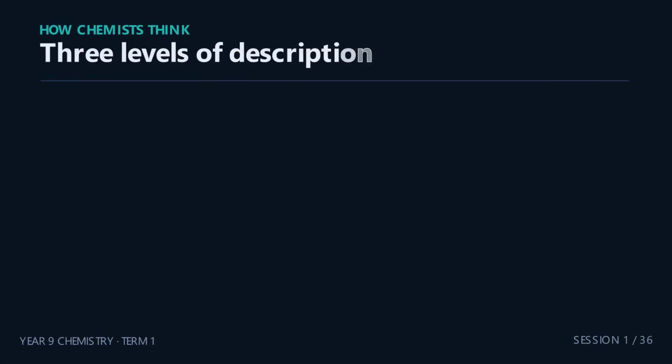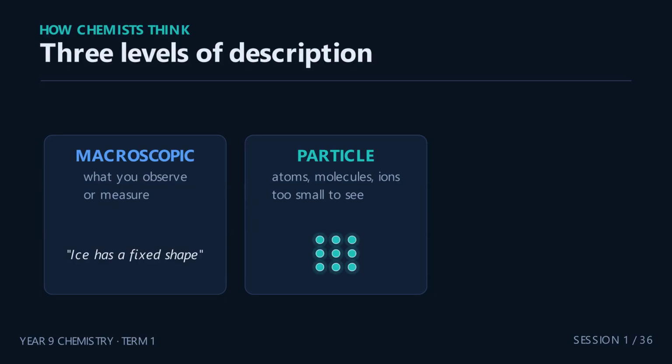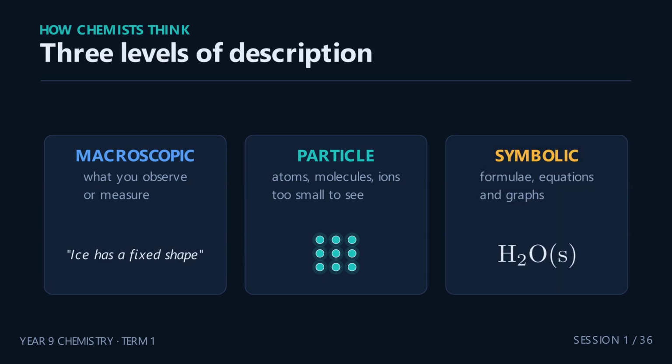Chemists describe the world at 3 connected levels. The macroscopic level is what you can observe or measure. For example, ice has a fixed shape. The particle level describes the atoms, molecules, or ions that are far too small to see. In ice, the water molecules are packed close together. And the symbolic level uses formulae and equations like H2O with the state symbol (s) for solid.